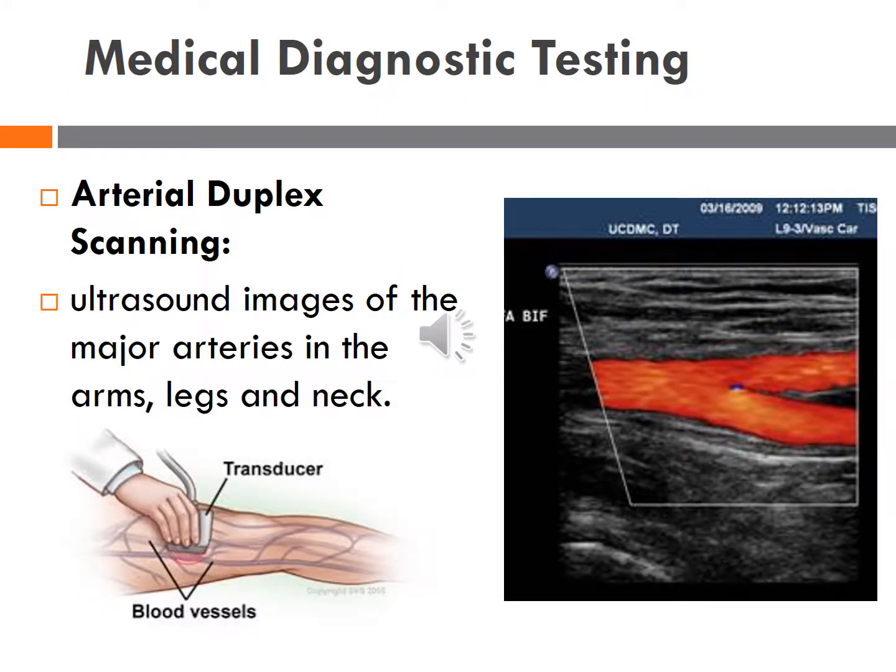Arterial duplex scanning uses ultrasound technology to look at the major arteries in the arms and the legs. It can tell specifically if there are blockages, how much the flow is, if there's increased pressure, if there's perfusion to a particular location or area. This is important in knowing if your wound or the area that you're trying to heal is getting adequate blood supply.